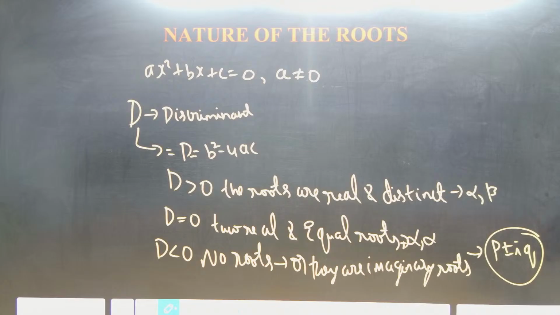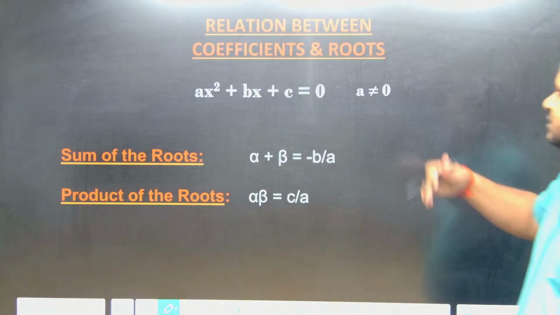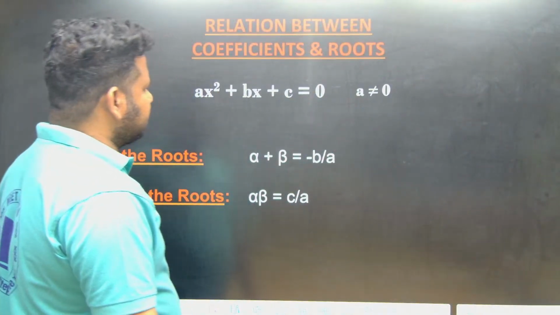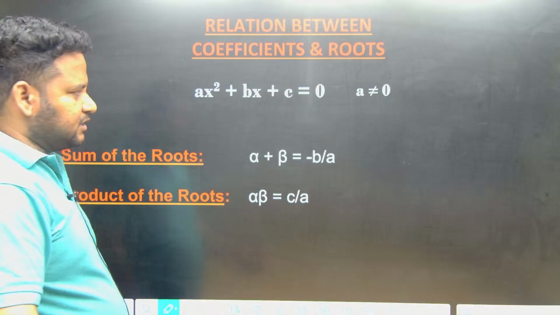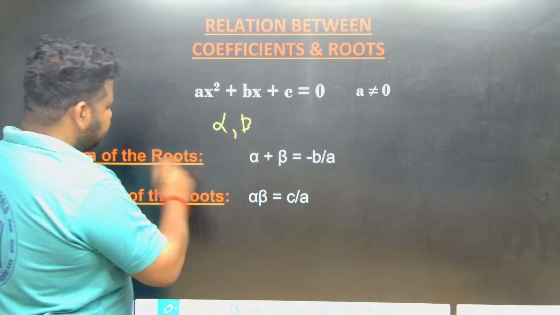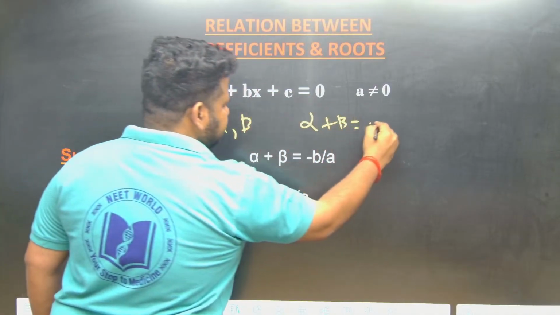So that is what we were talking about, the nature of the roots. Now, let us understand something about the relation between coefficients and roots. So ax square plus bx plus c is equal to 0, this is the quadratic equation. If alpha and beta are the roots, the sum of the roots, that is alpha plus beta, is equal to minus b by a.